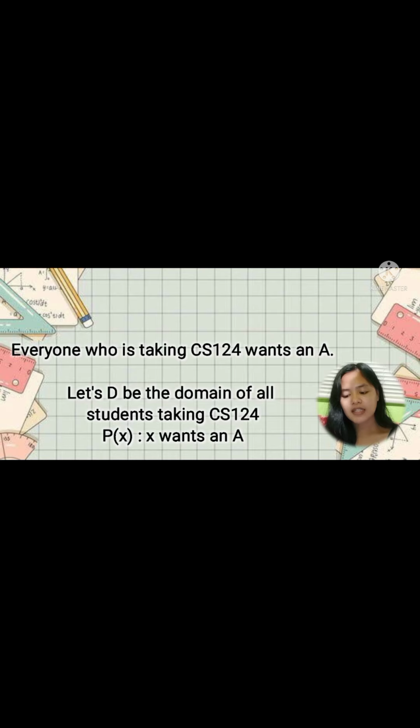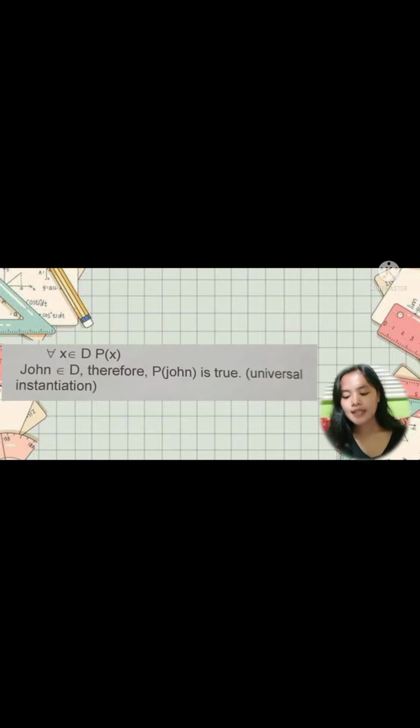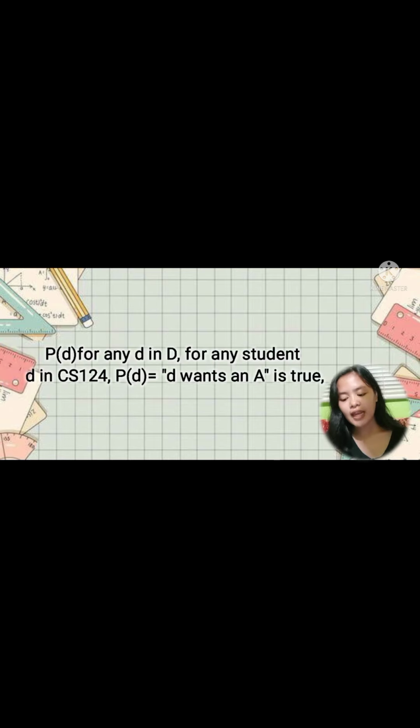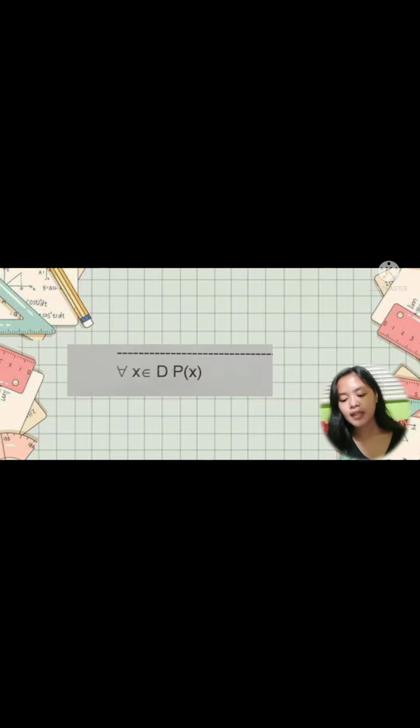Everyone who is taking CS124 wants an A. Let D be the domain of all students taking CS124, and P(x) be 'x wants an A'. For all x in D, P(x). Jan belongs to D, therefore P(Jan) is true. This is universal instantiation: P(d) holds for any student d in CS124, so P(d), 'd wants an A', is true.